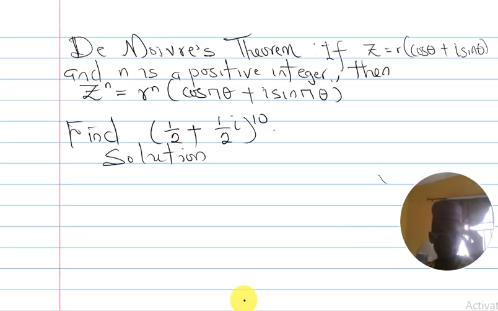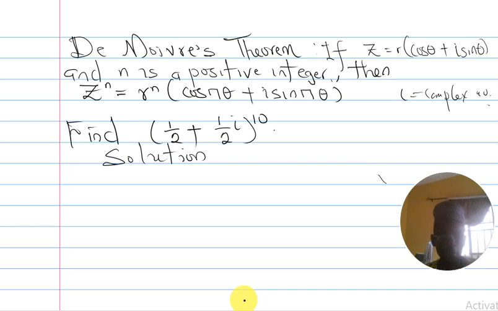So let us solve this question. It's under complex numbers, so we have to apply De Moivre's theorem. Now find (1/2 + 1/2 i) raised to the power 10. This i means a complex number, right?